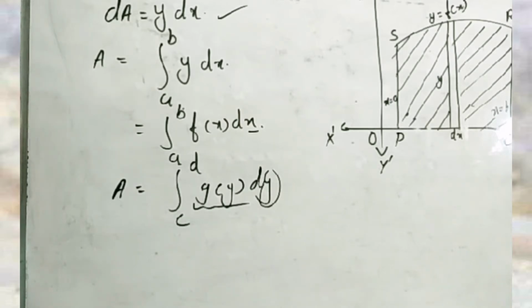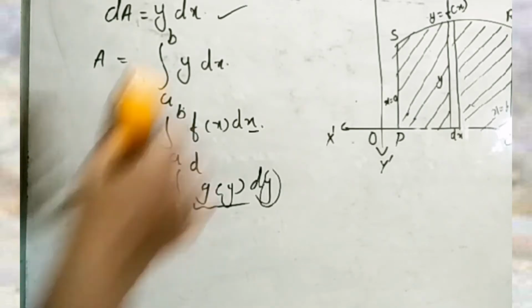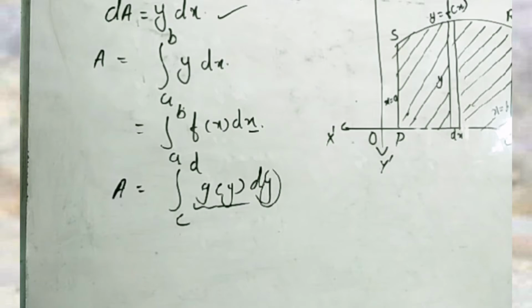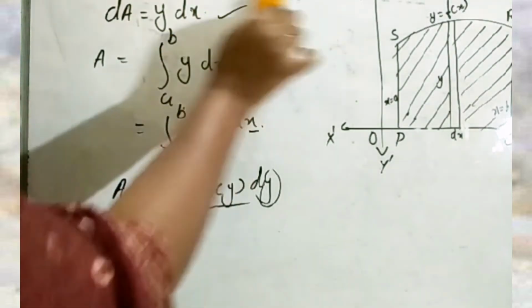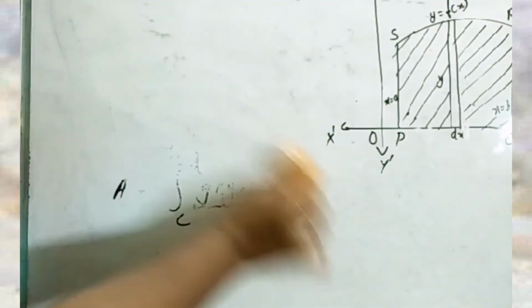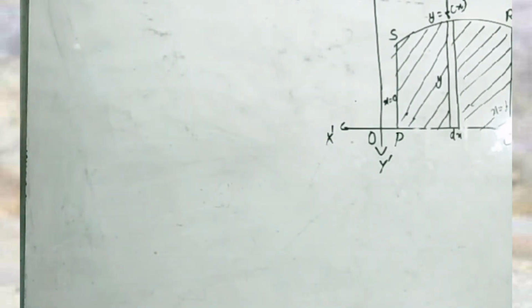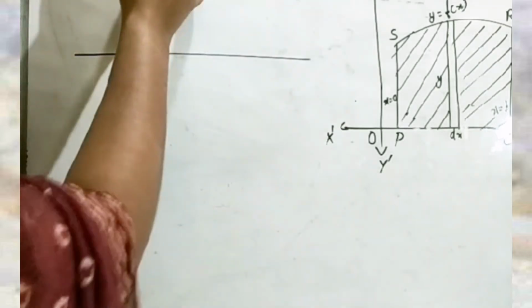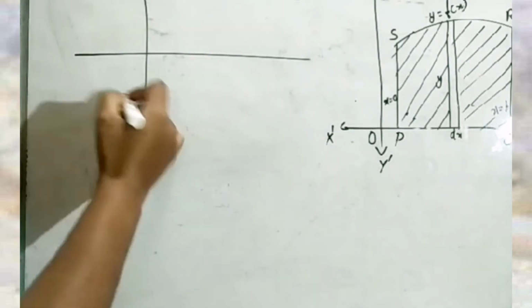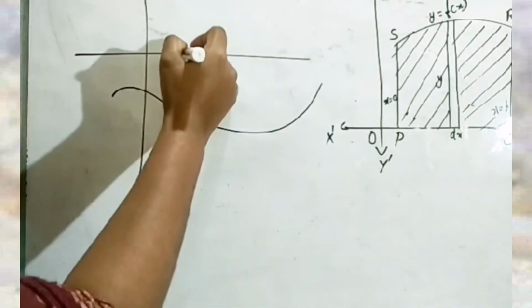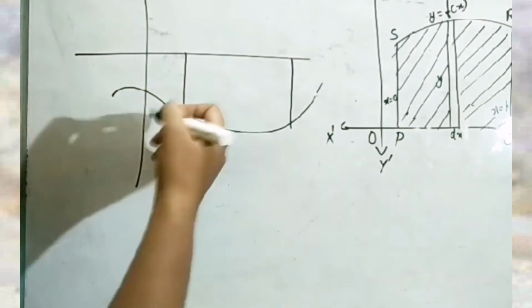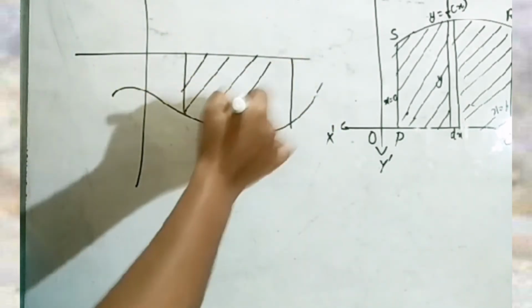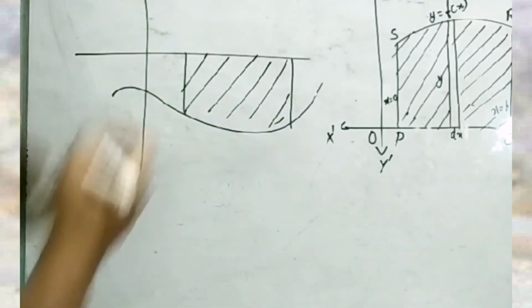Now we have some special cases. Suppose the position of the curve under consideration is below the x-axis. That means, suppose our curve is, this is our portion. We need to find out the area of this shaded region.